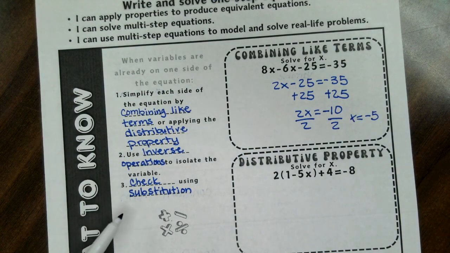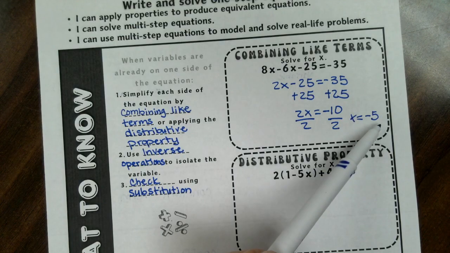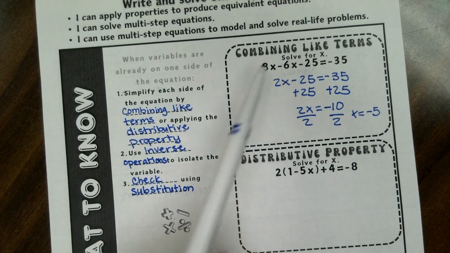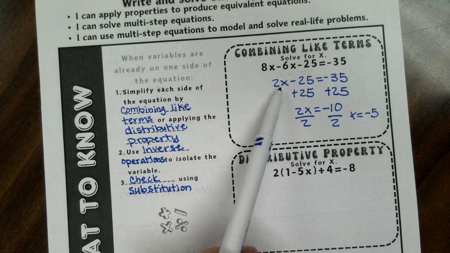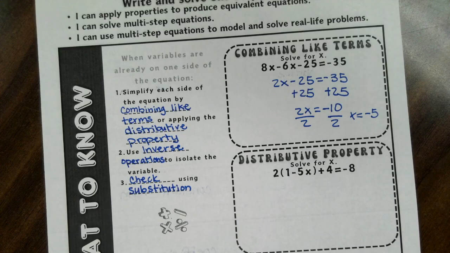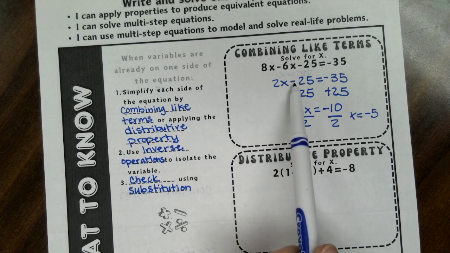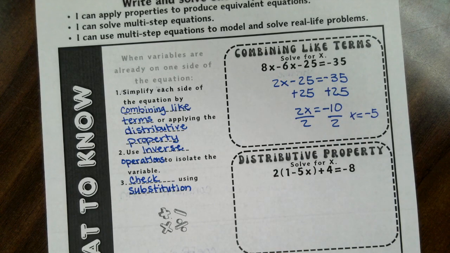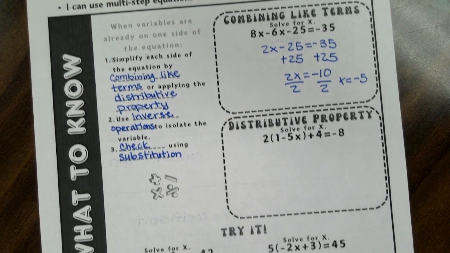And if I want to check using substitution, I'm going to just jump up here and put my negative 5 here with my 2x because I've already combined my like terms. So negative 10 minus 25, if I'm already at negative 10 on my number line, and I subtract 25, I'm going to keep going down on my number line, which means it would be negative 10 minus 25, which is negative 35, which is the number on the other side. So I know that my answer is correct.